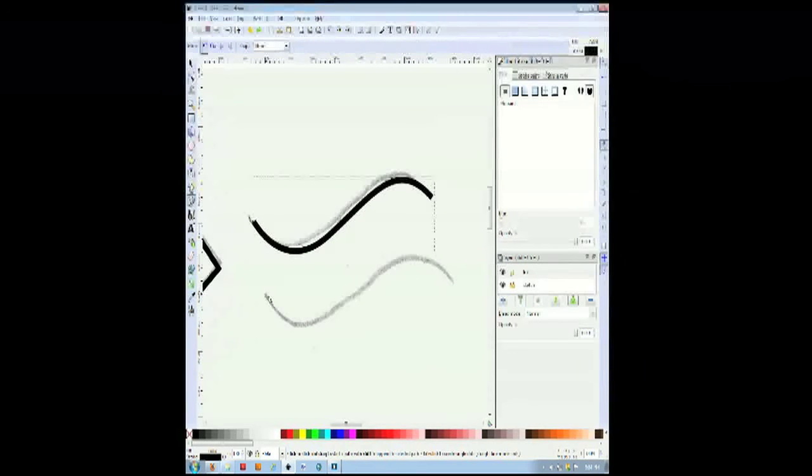I can do the same thing for the one below. Once again, click to start, drag out my handles so that it fits. Same thing with the other one, and then Enter to finish.